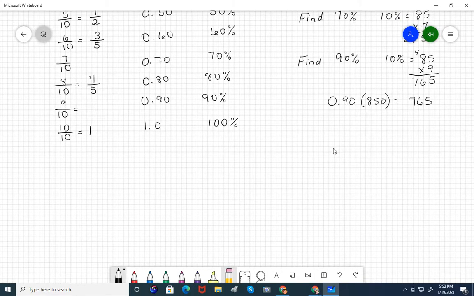Another one that's really good are the thirds and the quarters. 1/3 is 0.333. That will actually keep repeating, but we usually don't repeat that many places. That's 33.3%. So 1/3 is a little more than 30%.